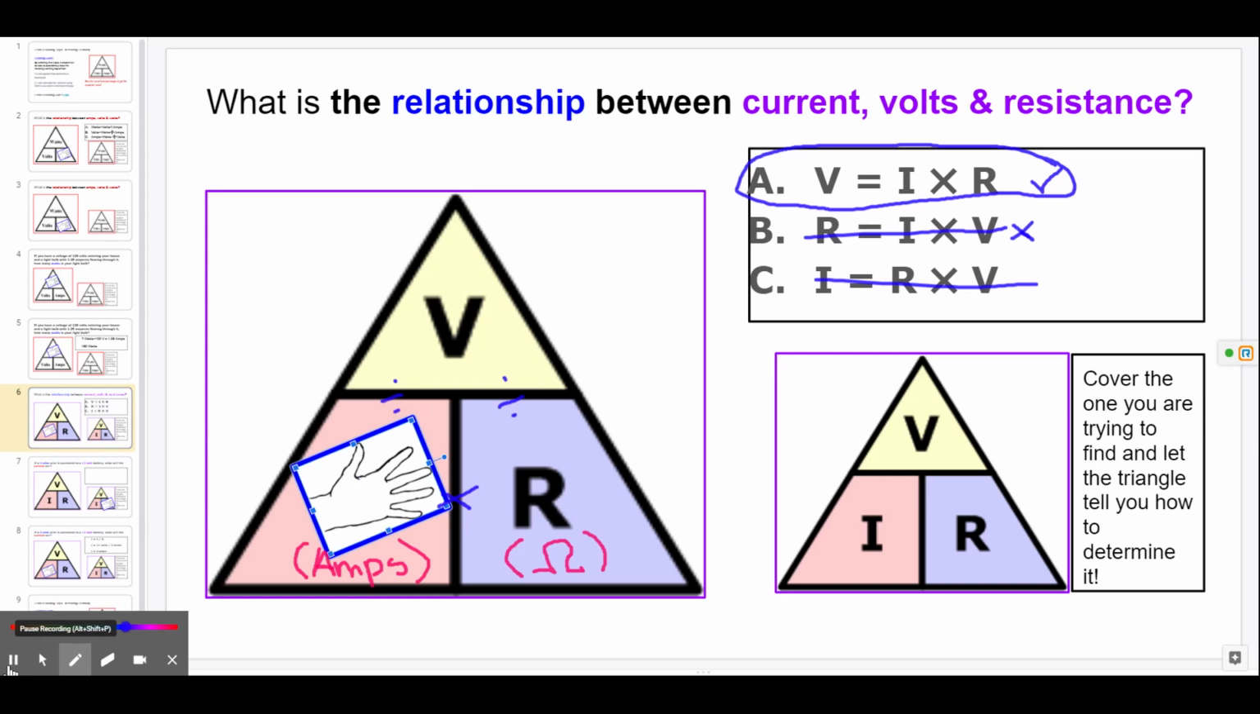That's the relationship between current, volts, and resistance. There are other correct relationships, they just were not a choice. Other correct relationships are, for example, I equals volts divided by R. All right, let's try a problem.